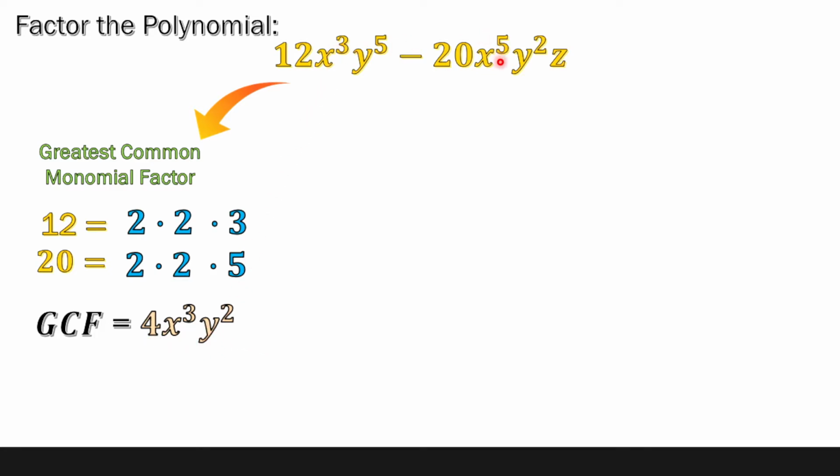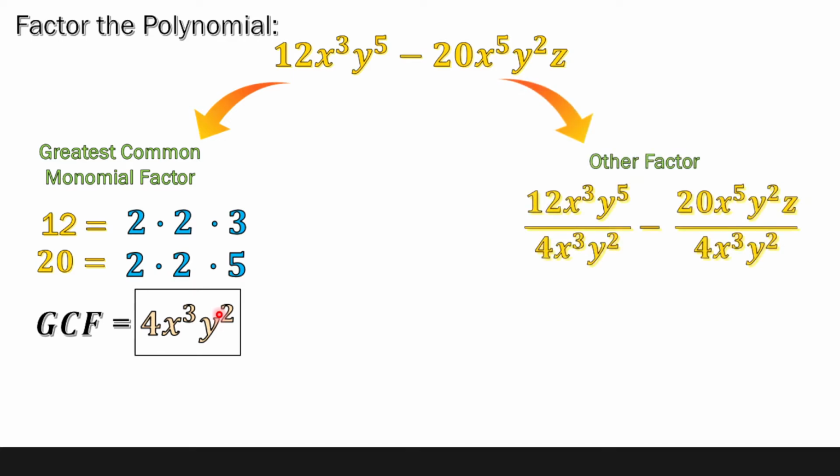X cube o x raised to 5, anong mas mababa? X cube. So, x cube, matik. Y raised to 5 o y squared? Anong mas mababa? Y squared. Kaya y squared yan. Now, this comes the medyo hard part. If you get the GCF for x cube y squared, diba? Ginawa natin kanina, i-divide natin yan sa other factor. I-divide natin yung nakuha nating GCF sa given natin. So, 12x cube y raised to 5 minus 20x raised to 5y squared z.